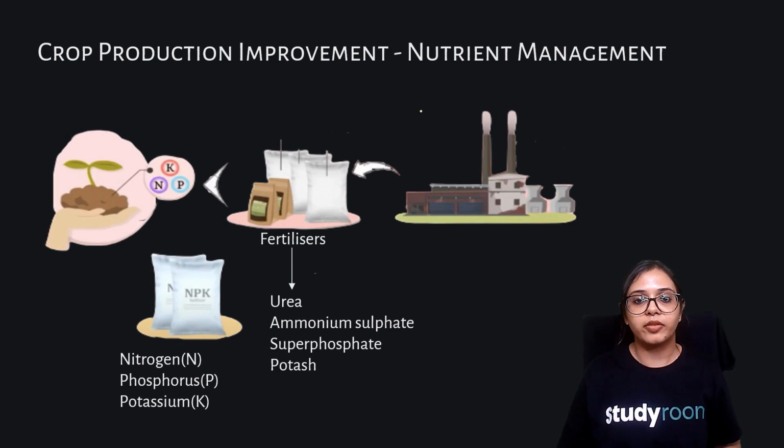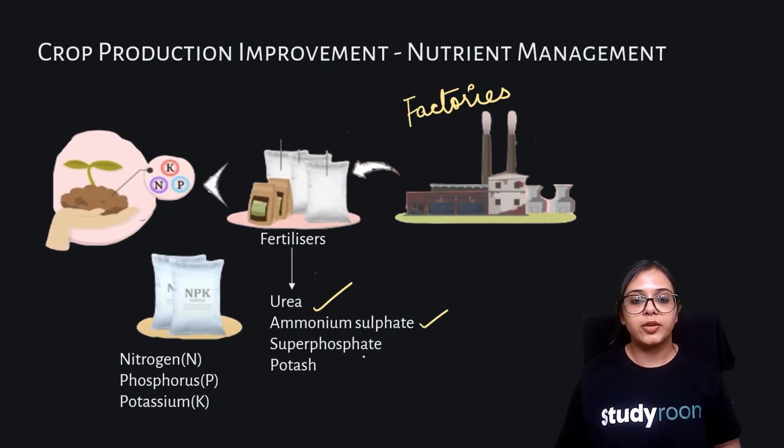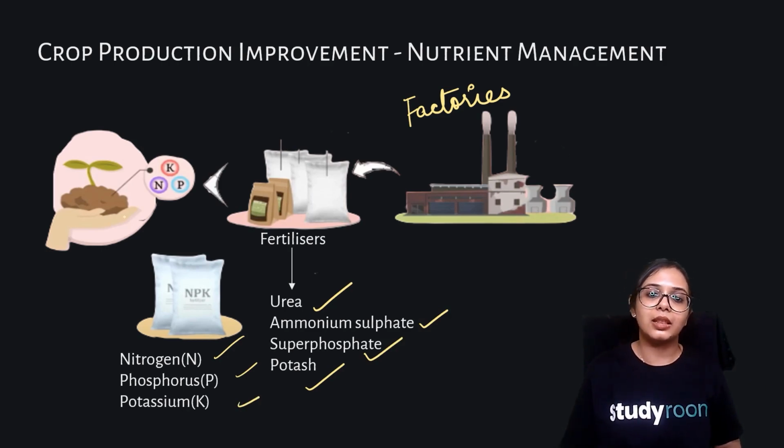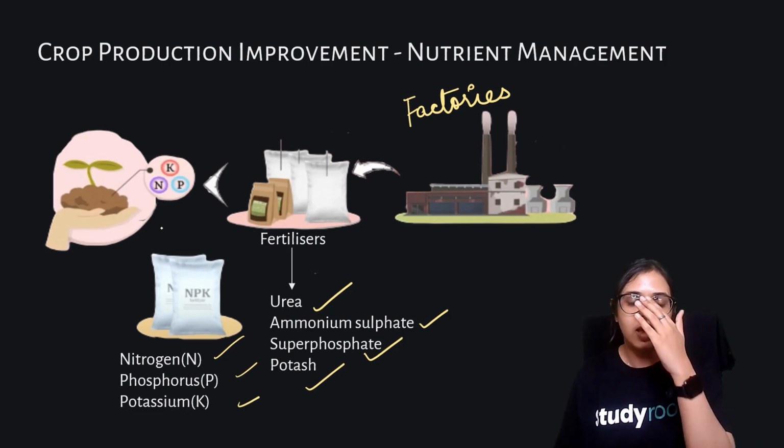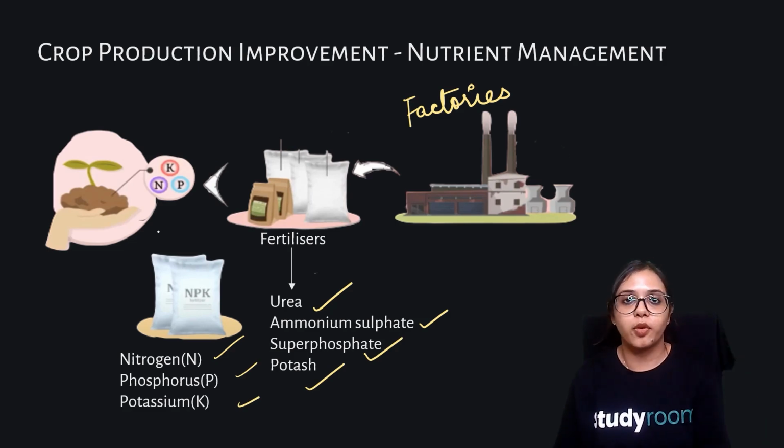So you're seeing that from the factories, from the industries, we are getting the fertilizers, and these fertilizers are rich in nutrients like urea, the complex compound of nitrogen, then ammonium sulfate, superphosphate, potash: nitrogen, phosphorus, potassium. Then they are used directly on the plants as an important distributor of nutrients.